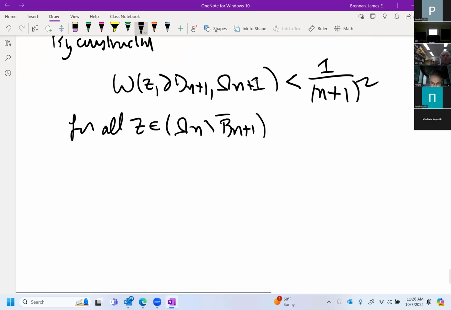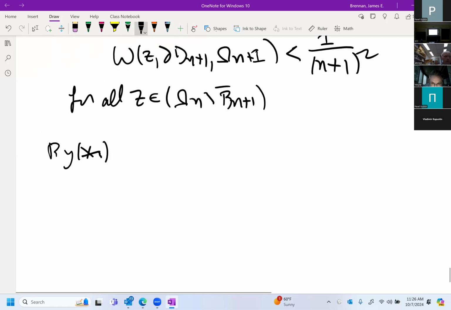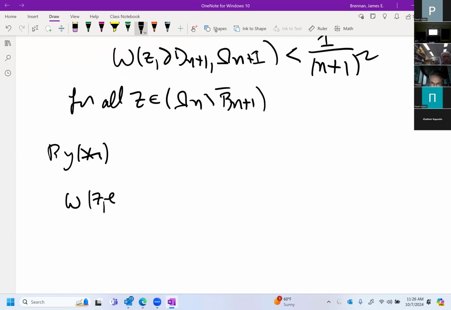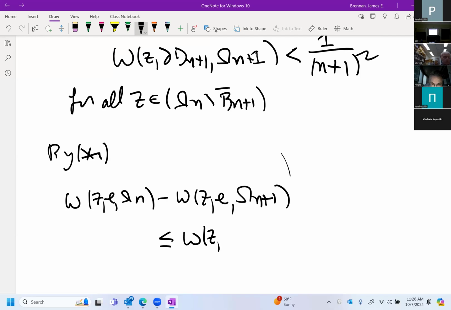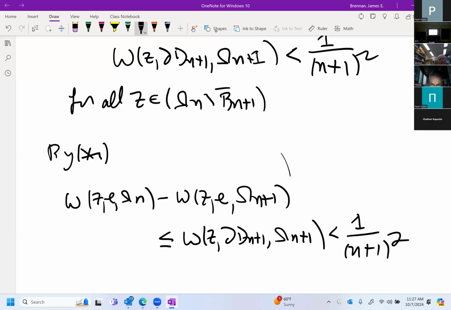Now, by star or double star, either one, what you get now is omega Z E omega n minus omega Z E omega n plus 1. This is going to be less than or equal to harmonic measure of Z on the boundary Bn plus 1 omega n plus 1, which is going to be less than 1 over n plus 1 squared. So this estimate, I'm just taking the inequality I had in star and reversing things by taking some things to one side or the other. Okay, so there I have that.